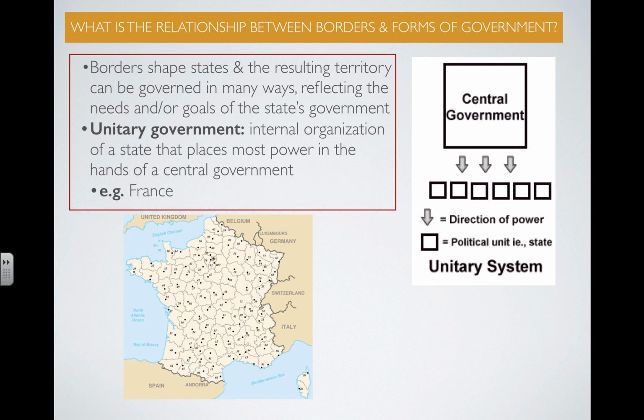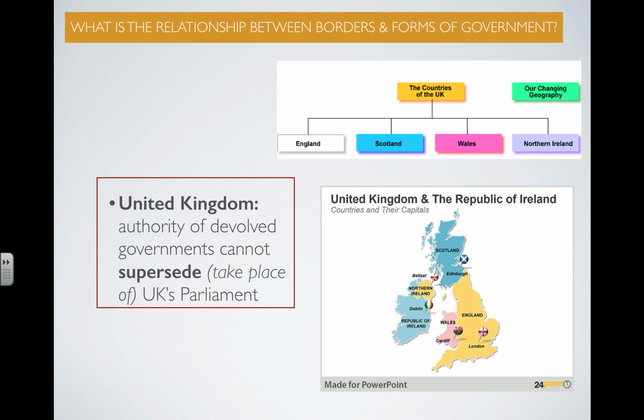This is often common in compact states because if you look over there at the shape of France, a compact state often has a strong central government because that central government is well situated to meet the needs of the entire people, whereas in something like an elongated or a fragmented state, it might be necessary to devolve some of that power to regions that are farther outside of the central government's reach.